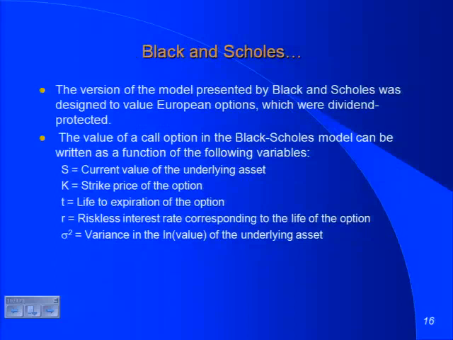It's a model where almost all the inputs are observable, so you feel pretty comfortable using it. This is the classic Black-Scholes model, and in it there are 5 variables that determine the value of an option: the value of the underlying asset, S; the strike price on the option, K; the life of the option, T; the riskless rate corresponding to the life of the option, to capture the level of interest rates; and the variance in the log of the value of the underlying asset.